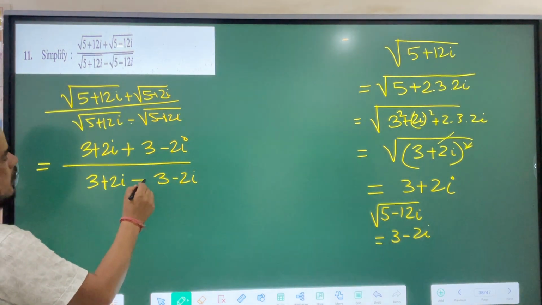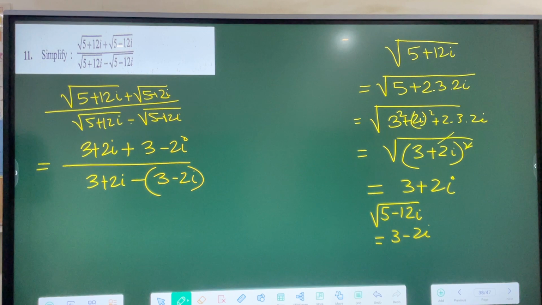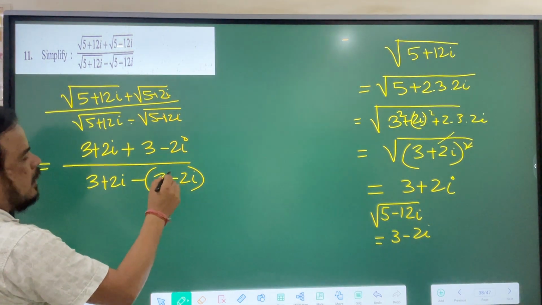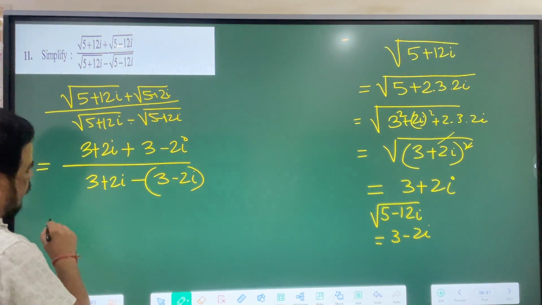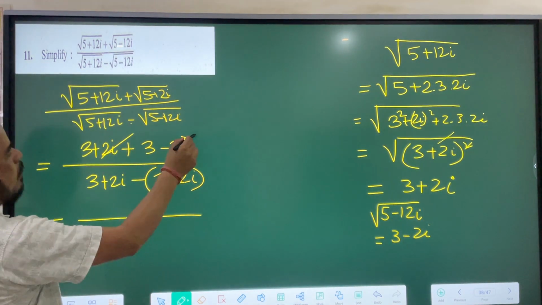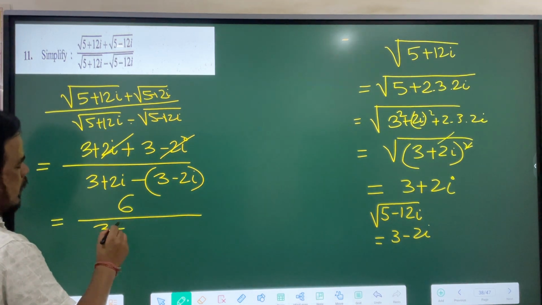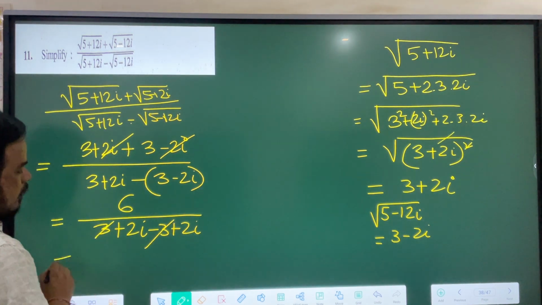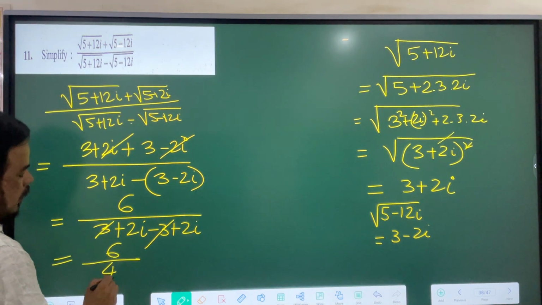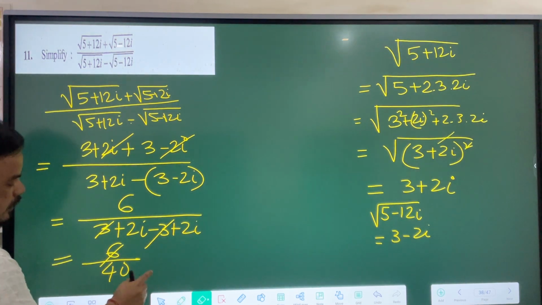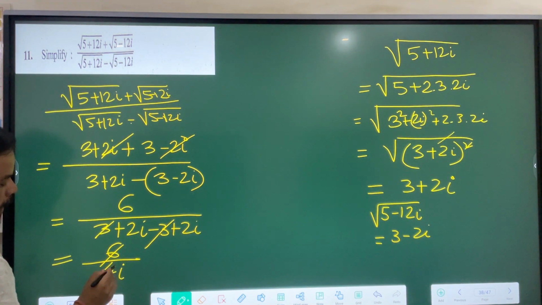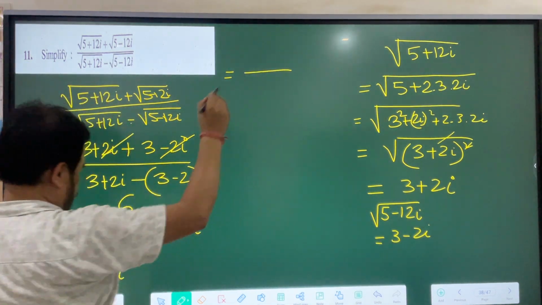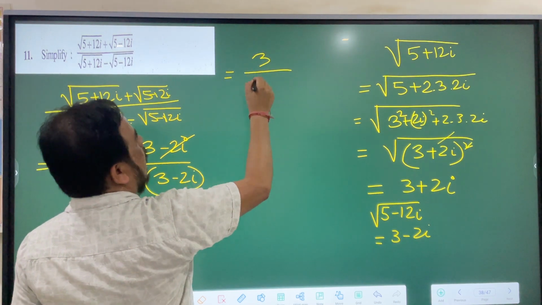Since there is a minus sign, we have to put a bracket. Please don't forget that, otherwise your calculation will be wrong. Minus 2i plus 2i cancel. 3 plus 2i minus 3 plus 2i, the 3 cancels. 6 by 4i. What have we got? 3 by 2i.